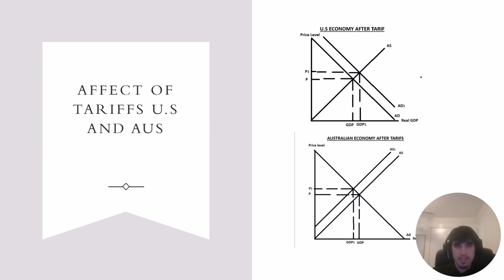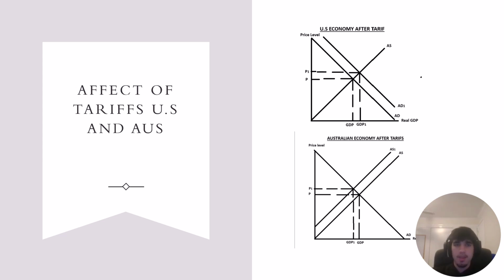As you may know, recently Donald Trump has instated tariffs on many countries. These graphs demonstrate the impact on both the US and the Australian economies after these tariffs are in place. Australia will see a fall in aggregate supply as the potential for profit when exporting becomes lower, creating less incentive for exporters. As a result, the aggregate supply curve shifts to the left as you can see on the graph below.